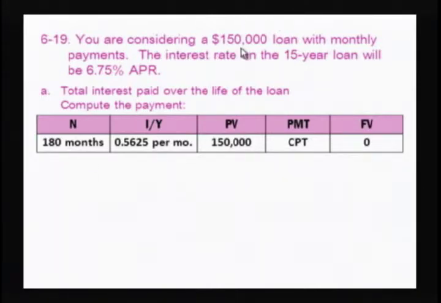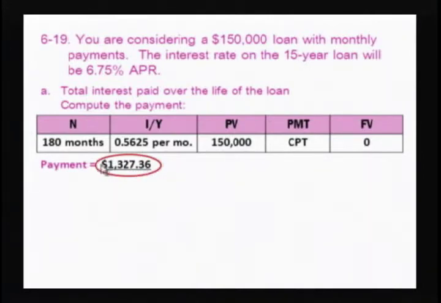So on a $150,000 loan, that is your present value. The 6.75% APR divided by 12 gives us a monthly rate of 0.5625% per month, and 15 years with 12 monthly payments per year is 180 months for the term of the loan on a monthly basis. So when we compute that monthly payment, we get $1,327.36.